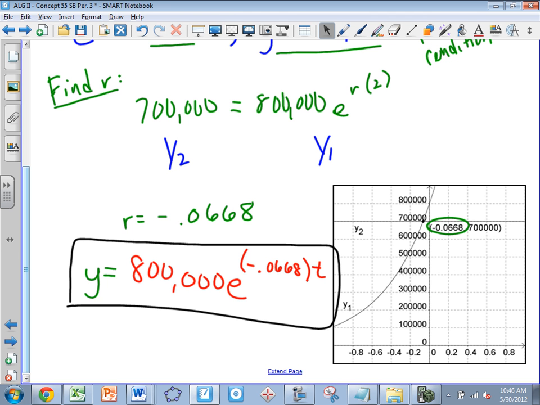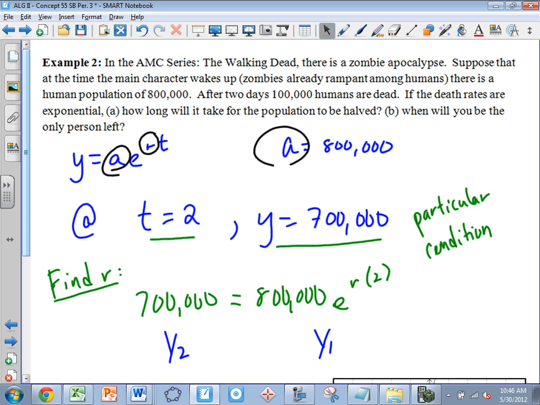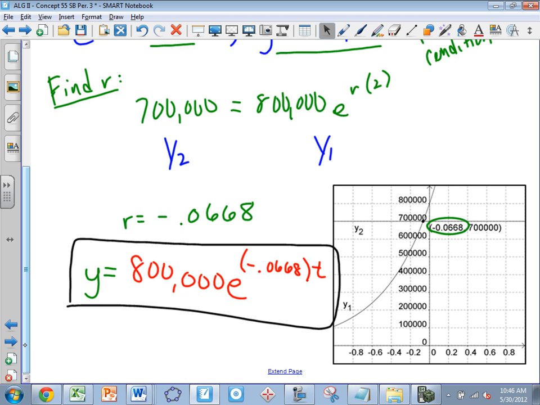Perfect. Owen, you put the Y back because you took the time away too, right? Correct, because remember, a minute ago we used this condition, 700,000 and 2, to solve for R. But our general function is still this right here. We've taken the general function, plugged into A, plugged into R, so we now have the actual function.